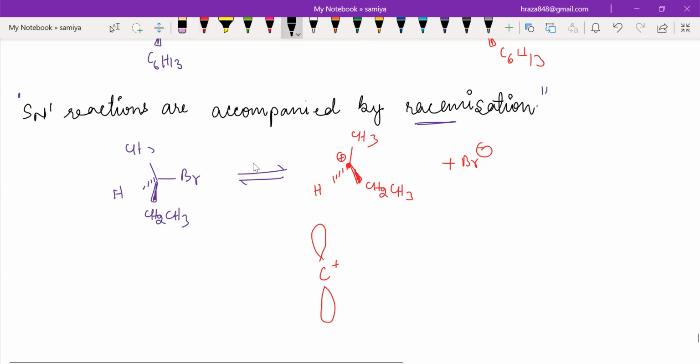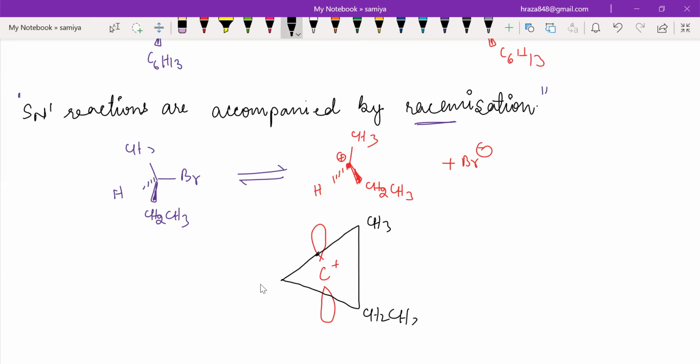And I'm going to draw the bonds like this. Three bonds, the carbocation makes three bonds: CH3, and here it is CH2, CH3, and here it is hydrogen. Basically, in SN1, both possibilities are there. OH can attack from the front side as well as from the back side.